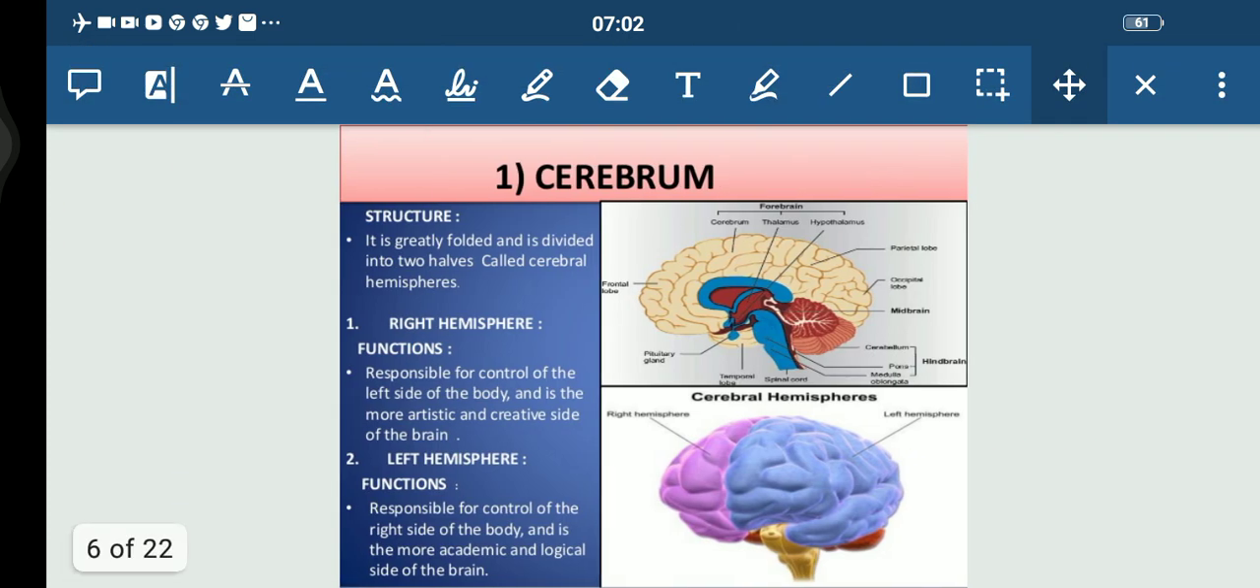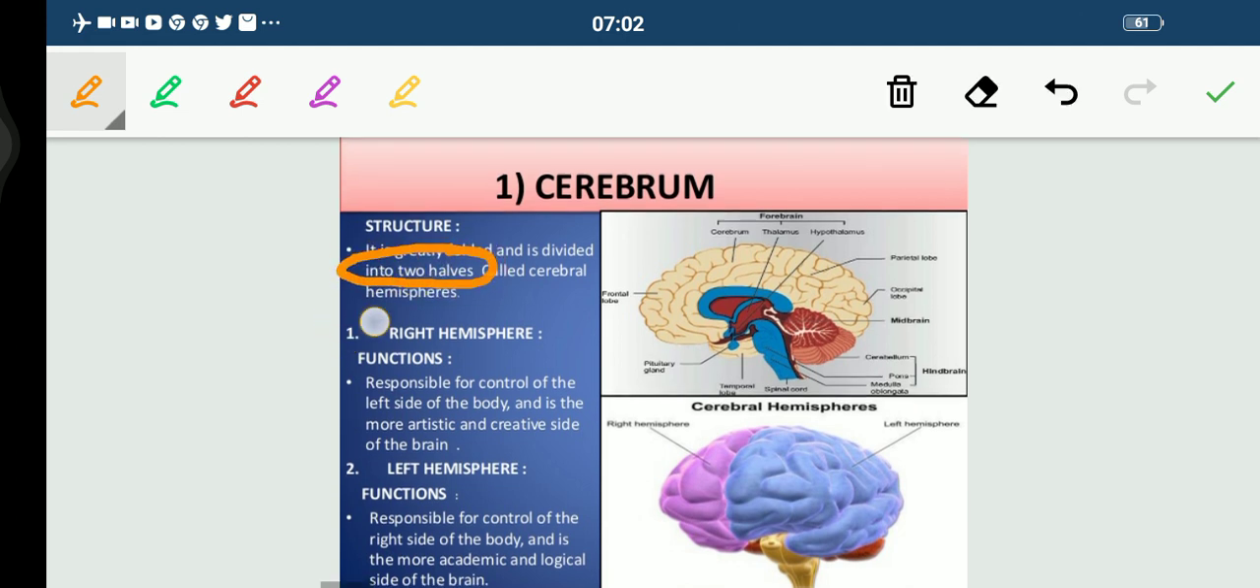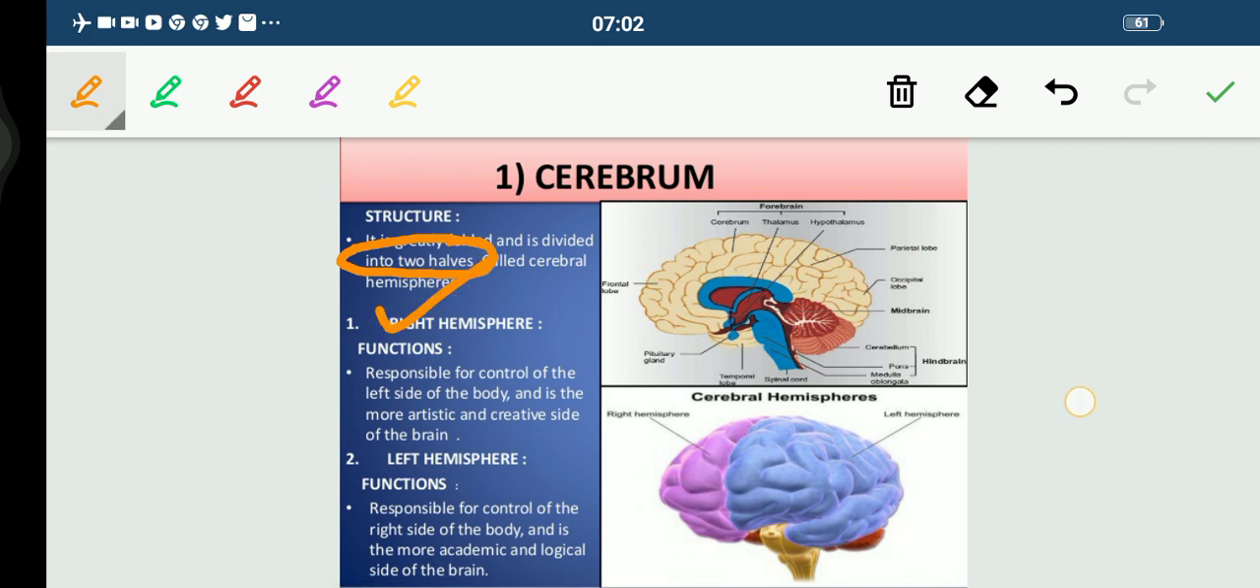Now talking about the cerebrum, the most important. It is greatly folded and it is divided into two halves called cerebral hemispheres. So students, remember this thing, that talking about the structure of the cerebrum, you can see here that it is divided into two halves. The first one we have is the right cerebral hemisphere, and next one we have is the left hemisphere.